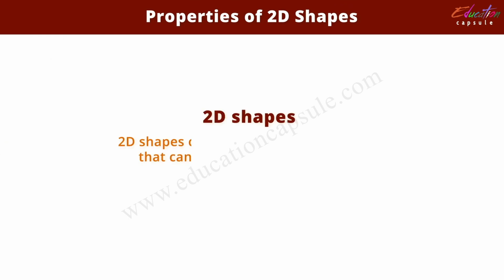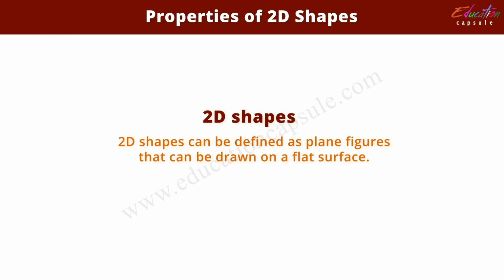Hi, today we are going to learn about properties of 2D shapes. First of all, what are 2D shapes? 2D shapes can be defined as a plane figure that can be drawn on a flat surface.